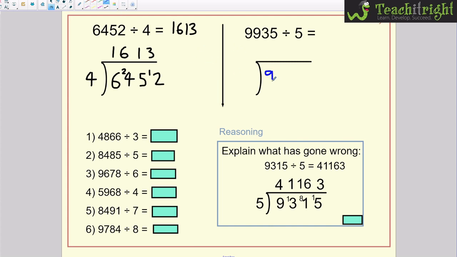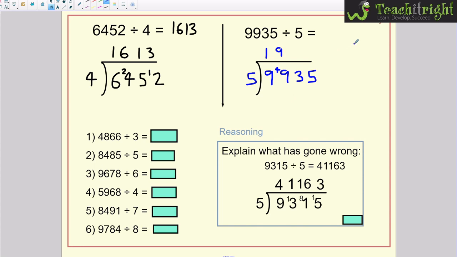Let's have another go at one more question just to make sure we've got it stuck. So I'm going to write my answer in. 9,935 divided by 5. And let's go through the process. So how many 5s in 9,000? Well, it goes in 1 time, remainder 4. There are 4,000 left over that I carry over to the next column. So I now have 49 hundreds. How many times does 5 go into 49 hundreds? Well, 5 times 9 is 45, so it goes in 9 times.